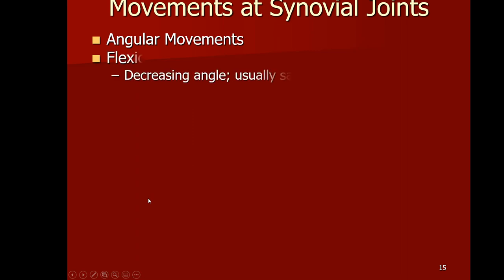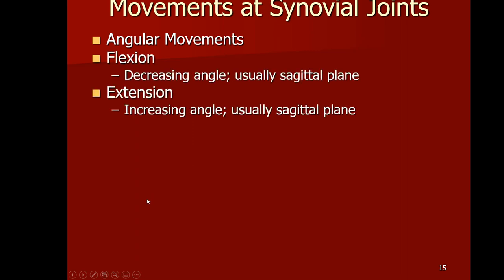So moving on to the more important movements. Angular movements, where you're changing the angle of a joint. These are going to come in pairs for the most part. So flexion versus extension. Decreasing the angle is flexion, increasing the angle is extension. And for the most part, if you start in the anatomical position, most of these are going to be in the sagittal plane. I'll show you some pictures in a moment.